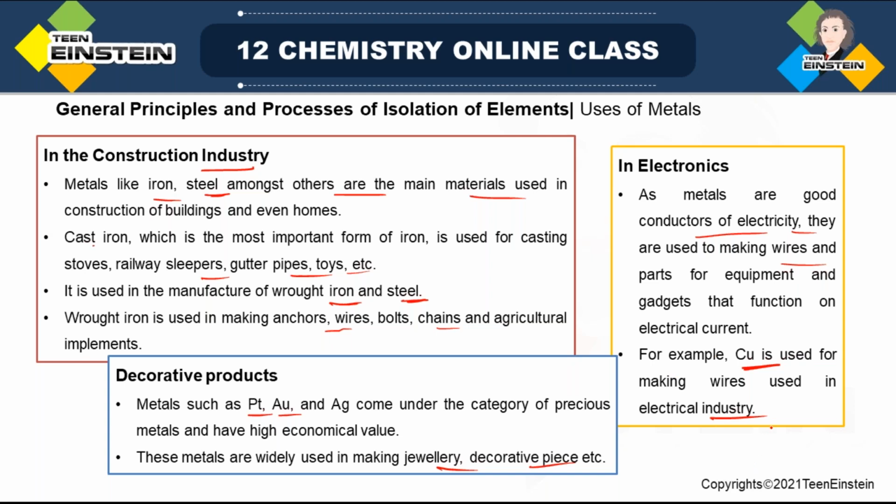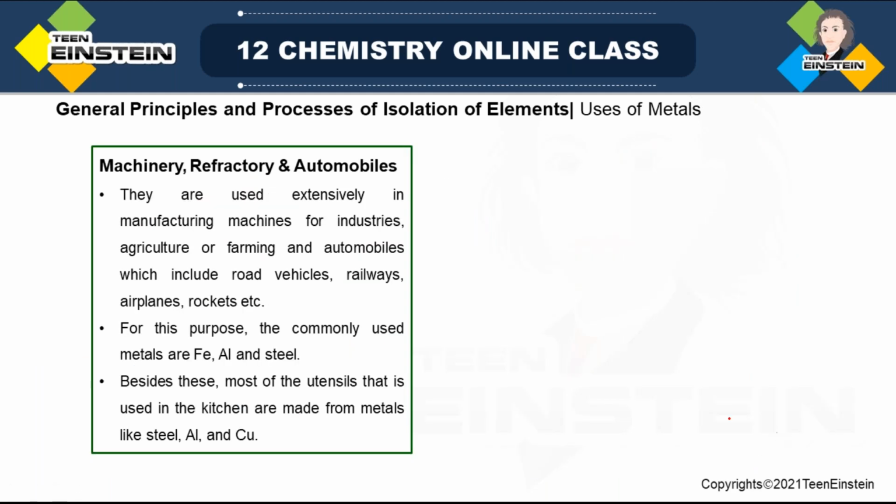This is the third field. The next field we will see is machinery, refractory, automobiles. Here obviously iron is used, but some other metals like aluminium are also used. And if we consider utensils that we use in the kitchen, they are mostly made of steel and aluminium, and sometimes copper is also used.